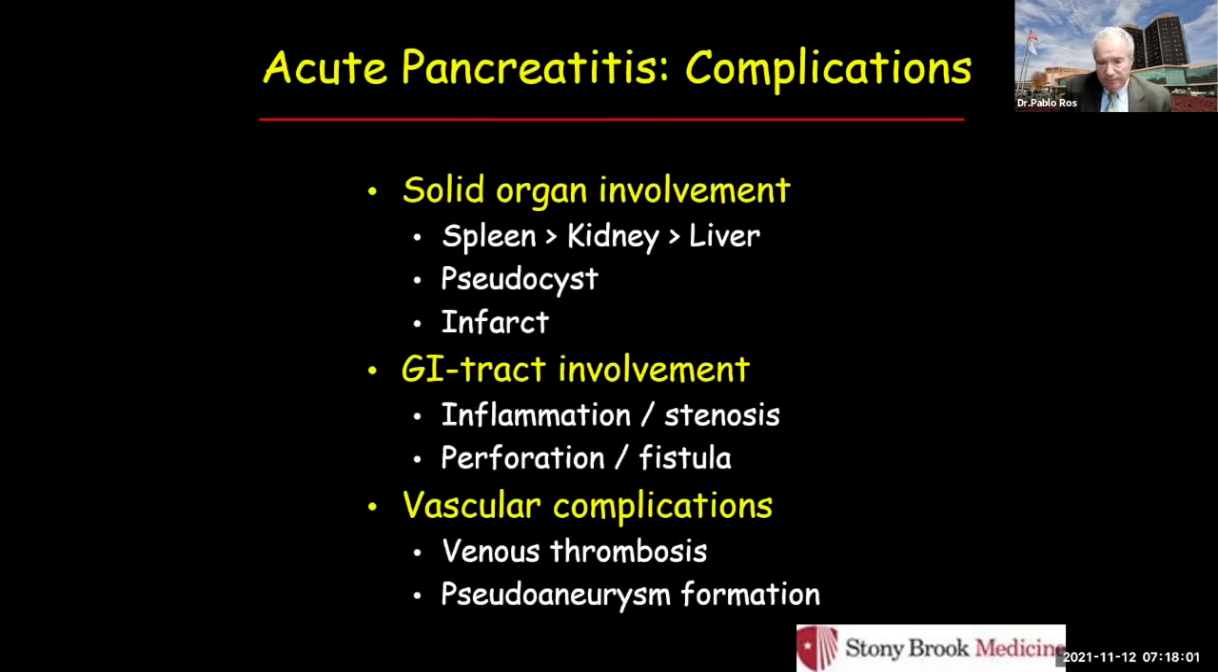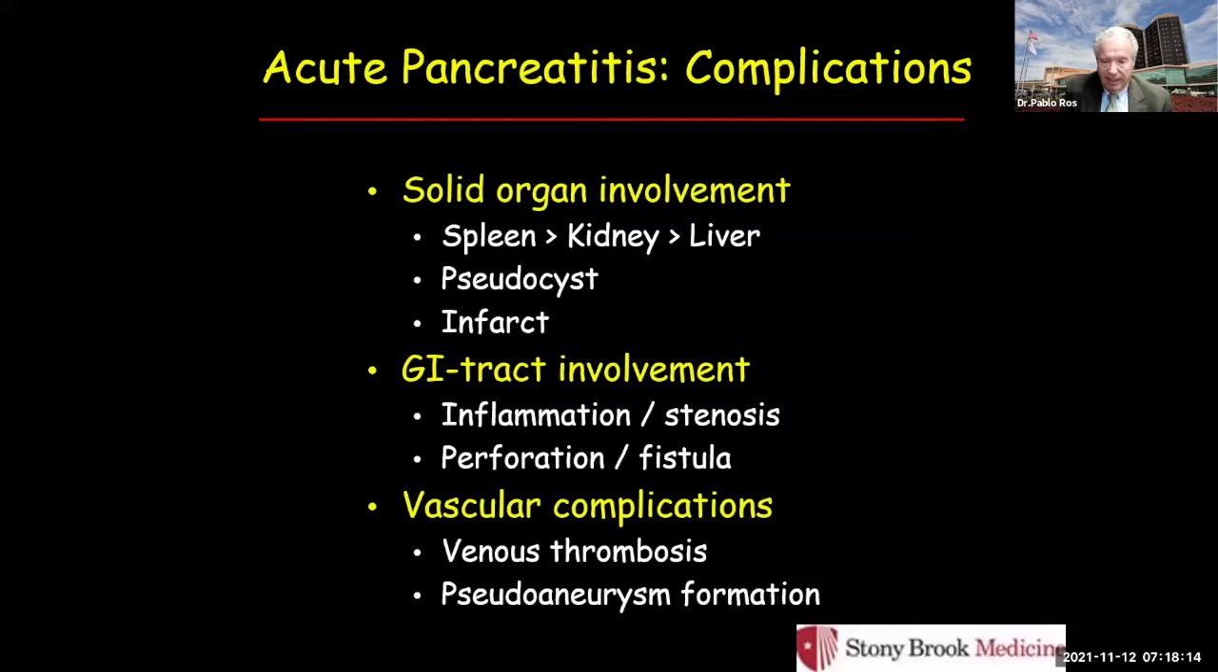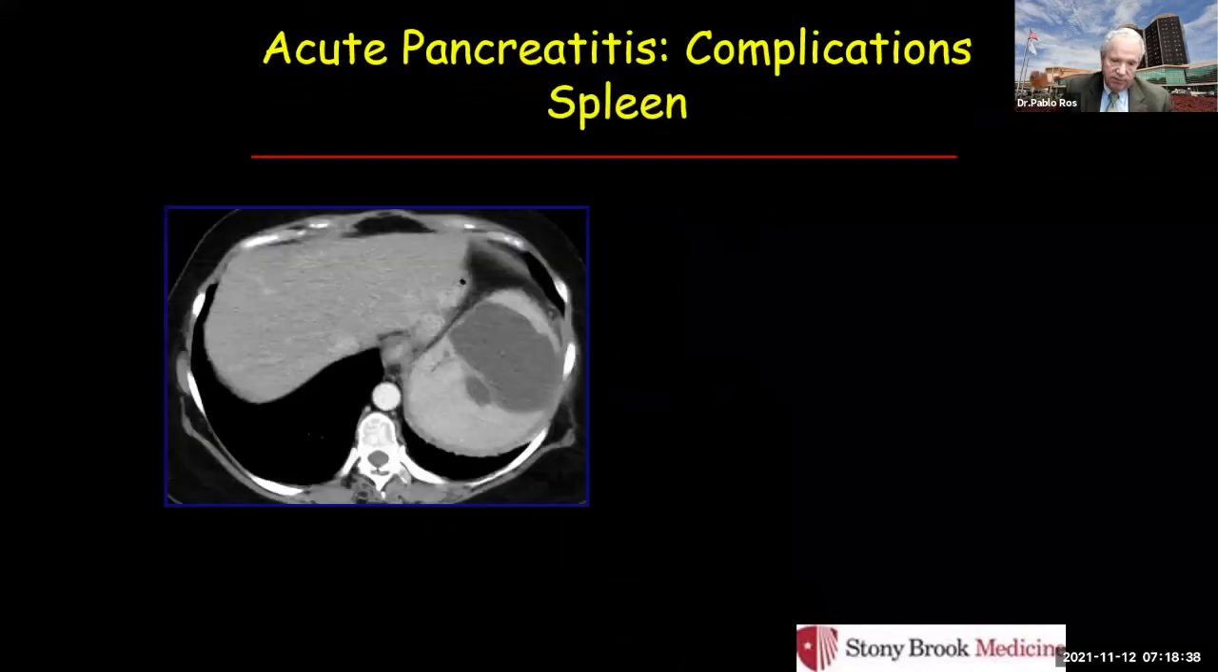The GI tract can be involved with inflammatory changes, so focal colitis or enteritis, and then the sequelae of a stenosis. Or again, the pancreatic enzymes can perforate the same way that they can chew on a vessel and produce pseudoaneurysm formation. They can also produce perforation or fistulous tracts between the pancreatic or peripancreatic phlegmon and the GI tract, particularly the left colon, or the duodenum if it's pancreatic head. Vascular complications: common, venous thrombosis; less common, the deadly complication is pseudoaneurysm formation.